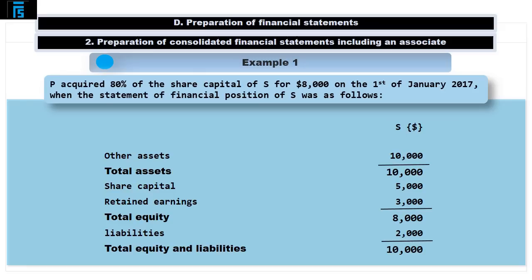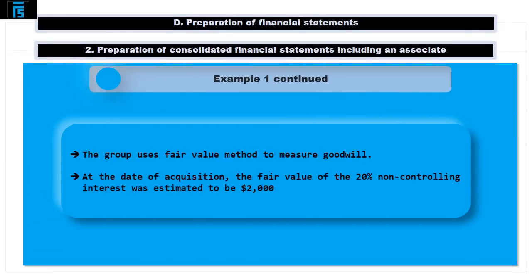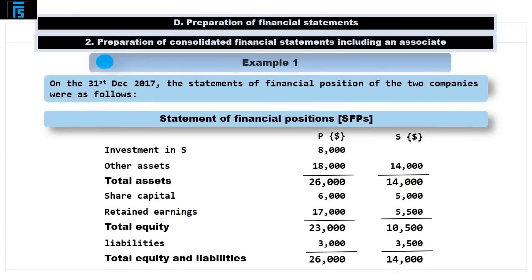January 2017, when the statement of financial position of S was as follows. We are additionally told that the group uses the fair value approach to measure goodwill, and that the fair value of the 20% non-controlling interest was €2,000 at the date of acquisition. Reading on the 31st of December 2017, the statements of financial position of the two companies are as follows.